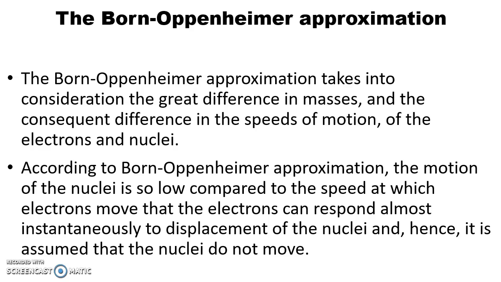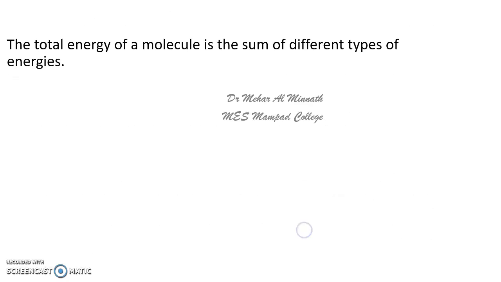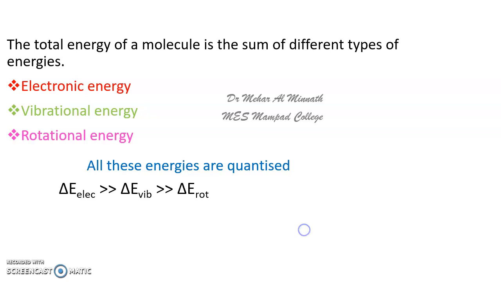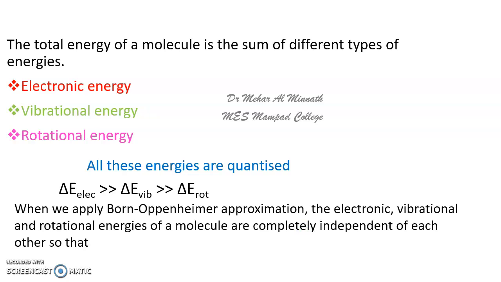Now we know that the energy of a molecule is the total sum of different energies, and to understand spectroscopy, we need to consider three types of energy: the electronic energy, vibrational energy, and rotational energy. All these energies are quantized. The electronic energy is higher than the vibrational energy, and then comes the rotational energy, which has the lowest energy.